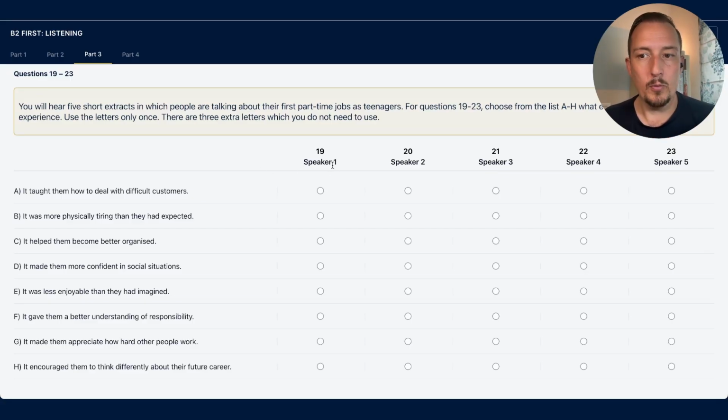So for example, for speaker 1, let's say, for example, it might be A. If you think that, then speaker 2 will not be A, and speaker 3 will not be A. So using the letters only once. Okay, let's go ahead and start listening part 3.